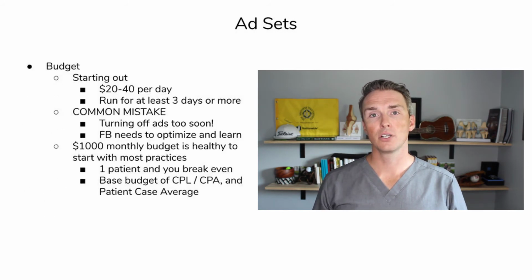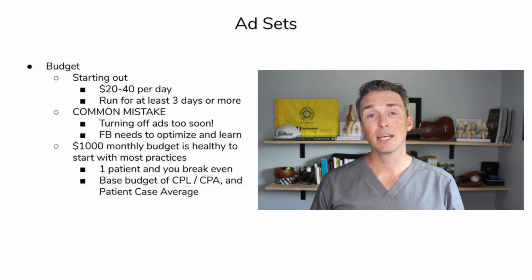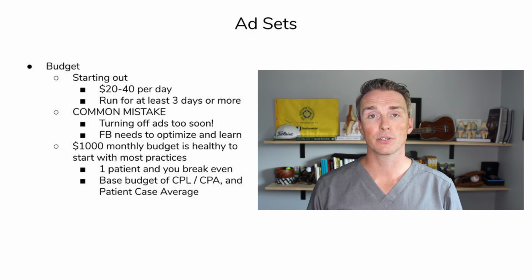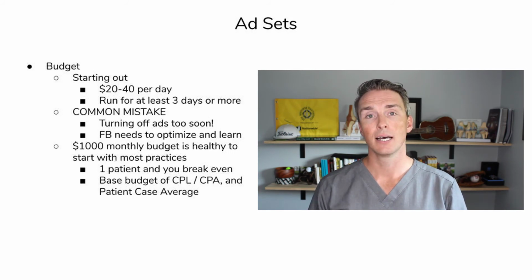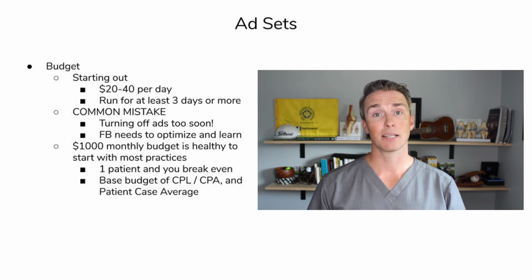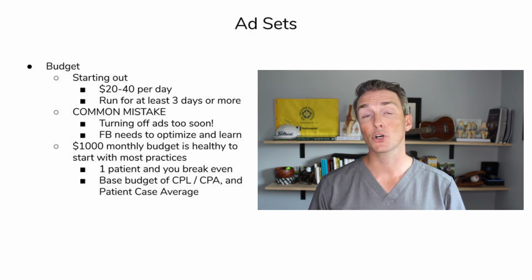When it comes to your budget, you want to start in the beginning with probably about $20 to $40 a day per campaign or per objective. And make sure you're running these for at least 3 days or more before you change anything or turn anything off. One of the biggest mistakes I see with marketers, including myself, I made this mistake early on, was I turned my ads and my ad sets off too soon when they were underperforming, and then later on it kind of bit me after I went back and tried them again and they took off, and I kind of kicked myself a little bit. So don't make that mistake of turning your ads off too soon. Let Facebook get a chance to learn and optimize those ads.